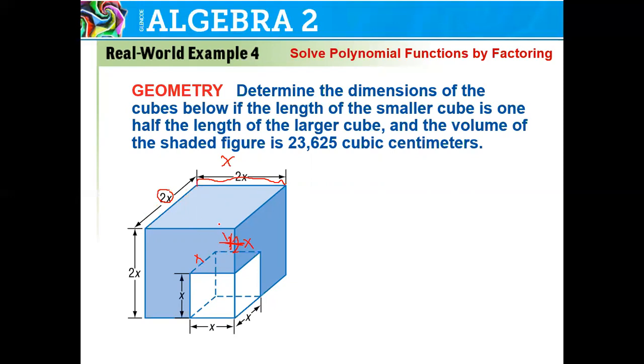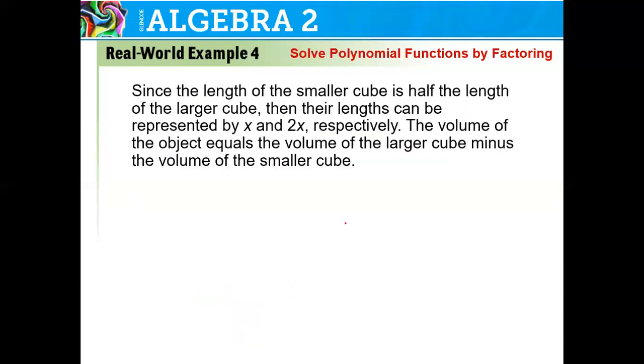So to find the volume of the shaded part, we'll do what? The volume of the big cube minus the volume of the small cube. That gives us 23,625 cubic centimeters. I can find the volume of each shape because I know the volume of a cube is side cubed, or for any cuboid, length by width by height, and they are all the same. So the volume of the big one will be (2x) cubed, minus the small one, x cubed, equals 23,625. So we have (2x)^3 minus x^3 equals 23,625.